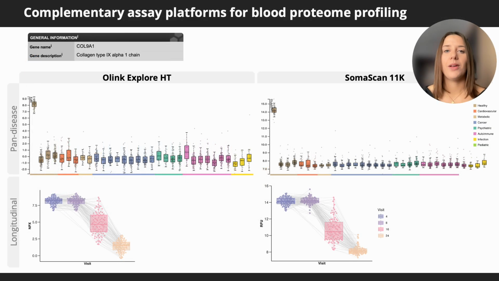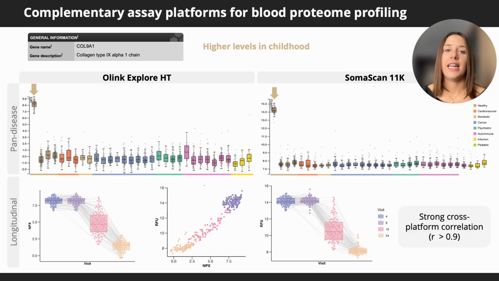Here we can see an example of the newly released data. The protein COL9A1 shows higher levels in childhood samples with a decline into adulthood. We can see that in the pan-disease dataset, but also in the longitudinal data, where we see the protein from 4 years old until 24 years old. And by having measurements from two independent platforms, we can also assess the cross-platform concordance, and in this case, we see a strong correlation over 0.9. This highlights the robustness and reproducibility of the data for this assay.